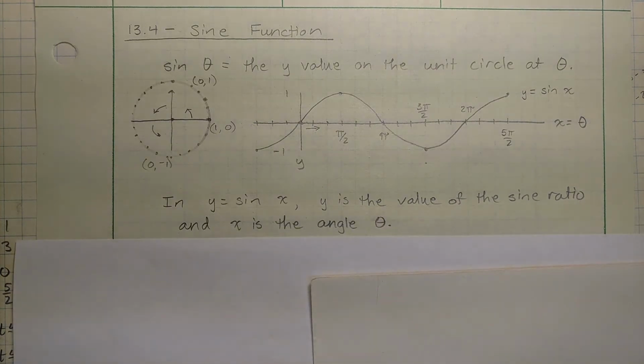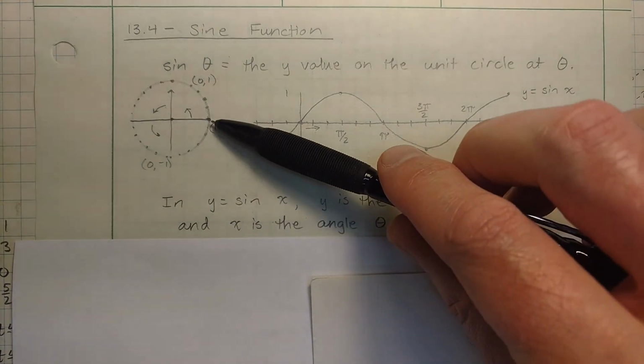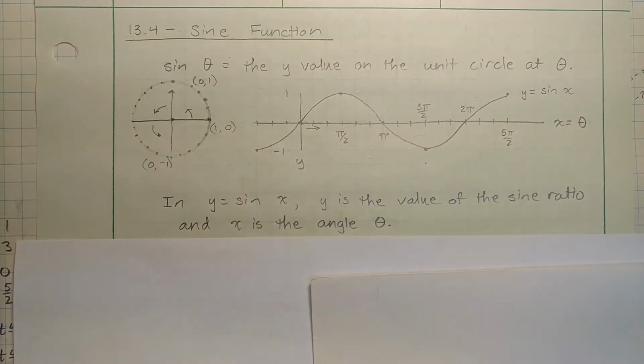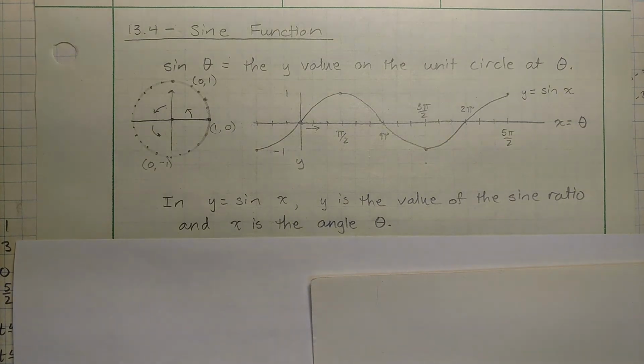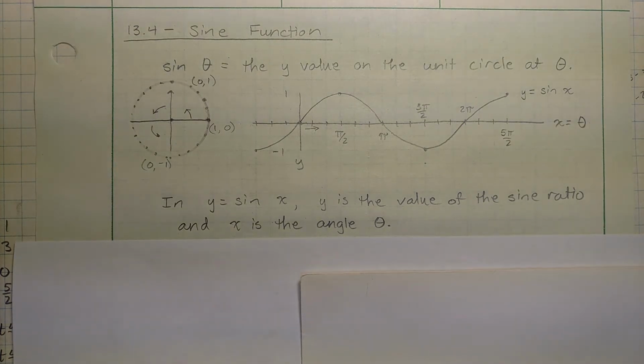X is the angle theta. That's one of the hardest things for students to remember: the X is not the X coordinate from this unit circle. The X is actually the angle theta. So the input to a trig function, in this case the sine function, is an angle, because we're always taking the sine, cosine, or tangent of an angle. Remember, it's always what's the ratio of sides for a given angle. So the input is always that angle.